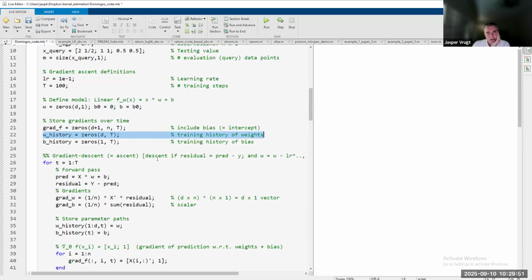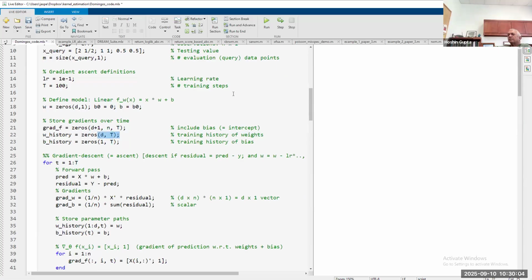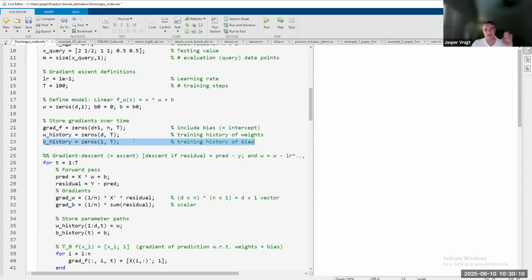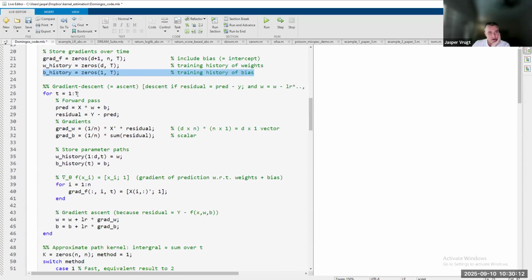Here I store the values of the weights during training. So at each t, I get a W1 and a W2. So this is going to be a vector of 2 by 100 in this case. And here's the value of b, which is not interesting. This is just going to be 0. Here's gradient descent, forward pass, and then the gradients.